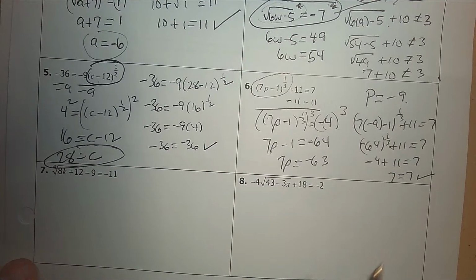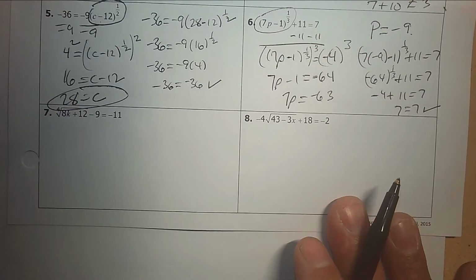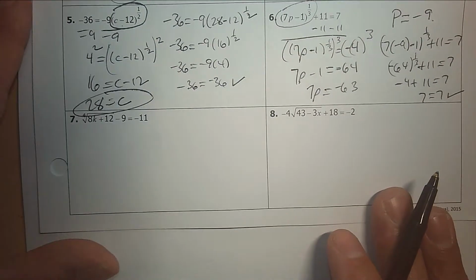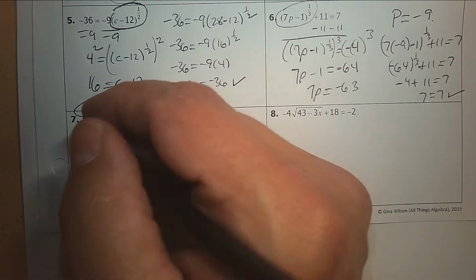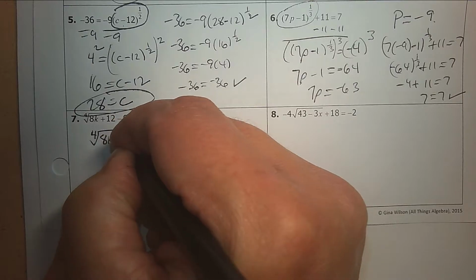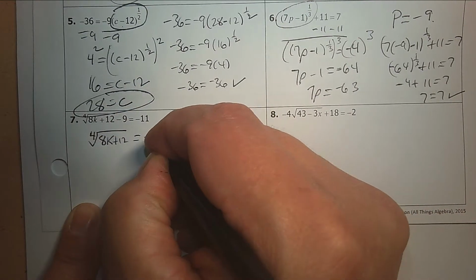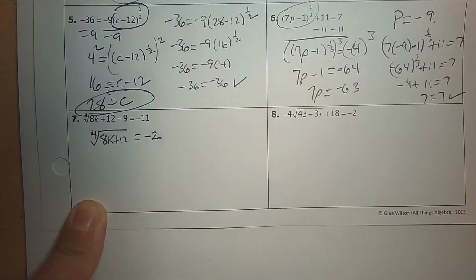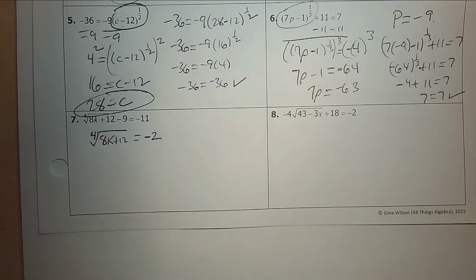All right, number 7. Let's look at it. Aaliyah, how would you solve number 7? So when you isolate the radical part, that's the 4th root of 8k plus 12, and when you add 9, you get negative 2, correct? At this point, Aaliyah, all I'm asking is that it should cause you to think, if you've isolated the radical part, and it's equal to a negative number, now what? Does this mean no solution, or can I go forward?